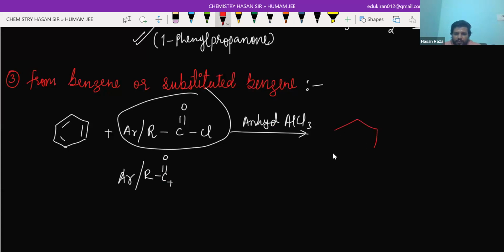So this electrophile will be attacking at any position, and you will get either this or this. And you can say this group is what? Ketone. And this reaction is what? Friedel-Crafts acylation.